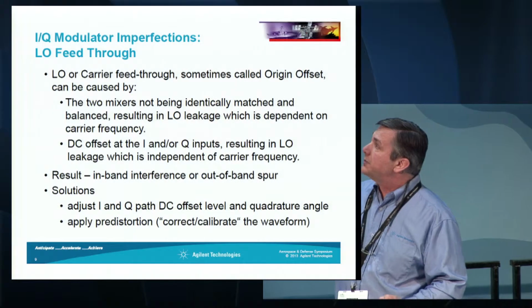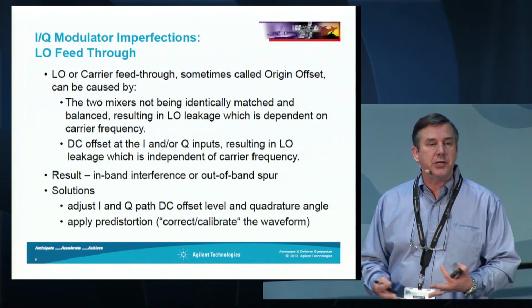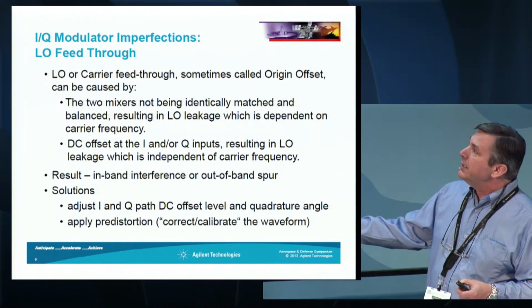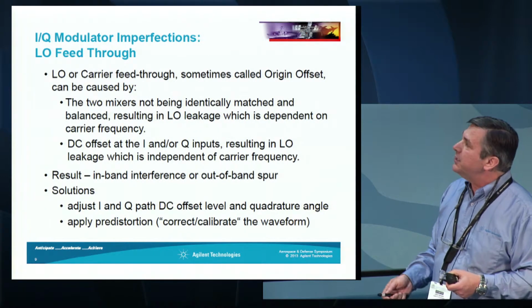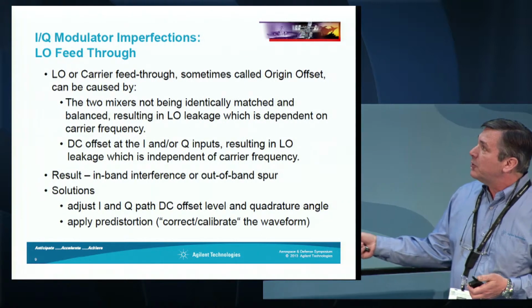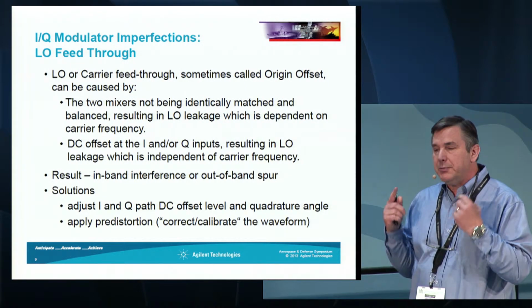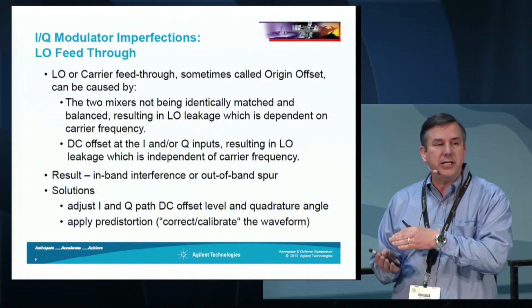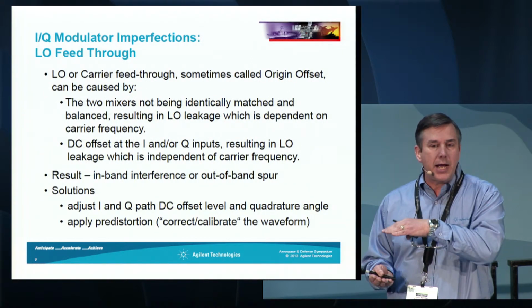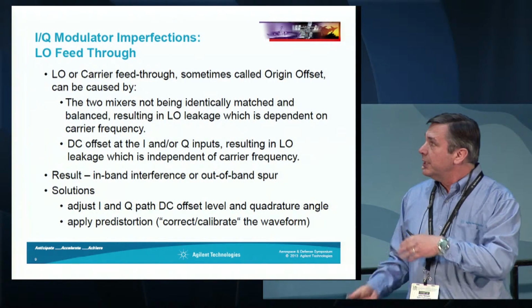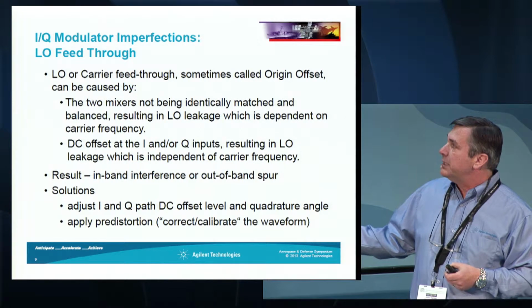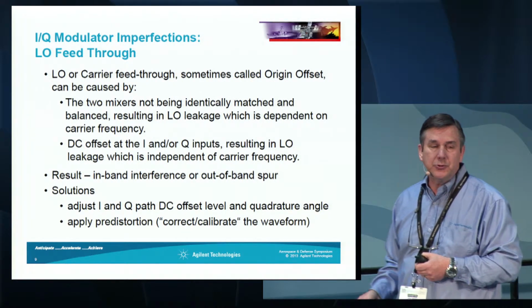So I'd like to jump into some of the imperfections in the IQ modulator and how we can mitigate those issues. And the first one you see usually is an LO feed through. And of course it's caused by the paths being not identically matched in terms of a DC offset between our I and our Q signals. So the DC offset between the I and Q allows some of the LO to bleed through to the RF signal.